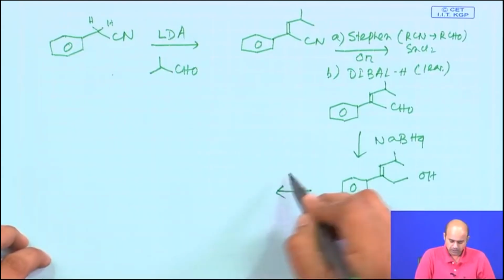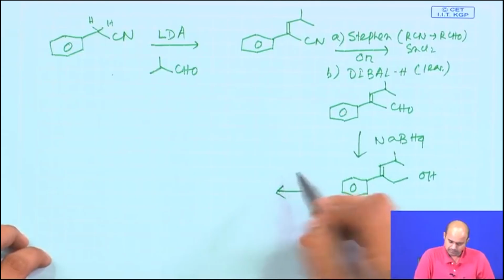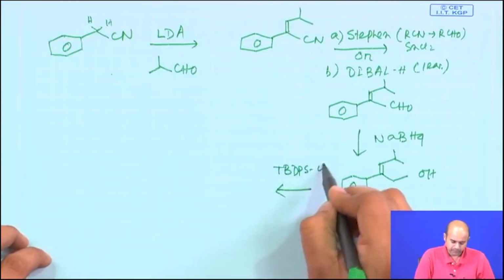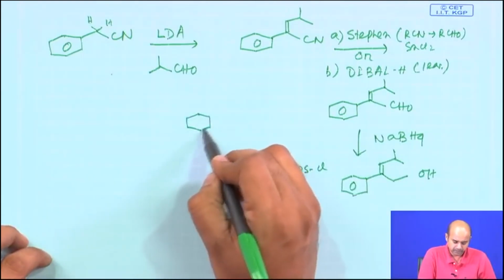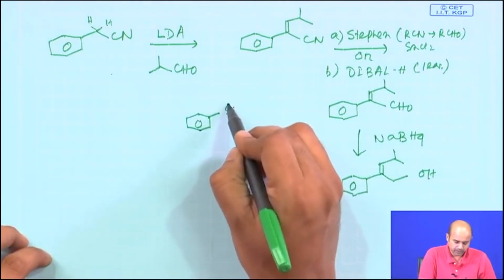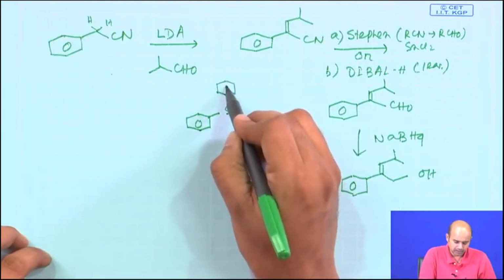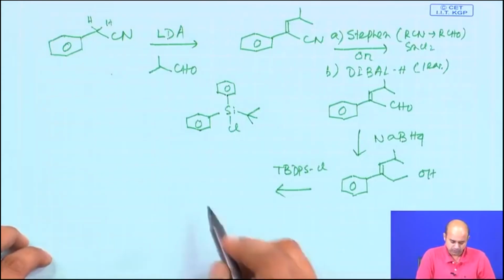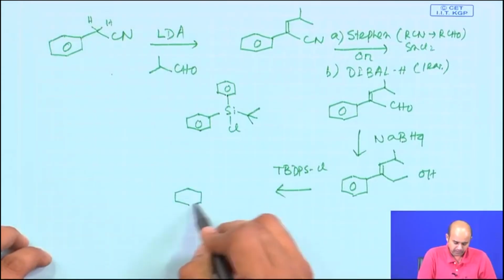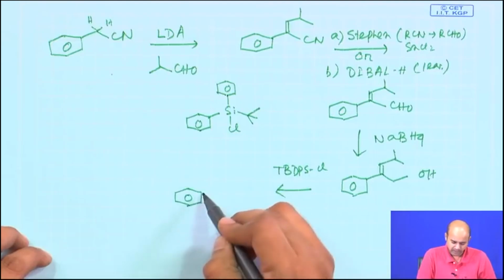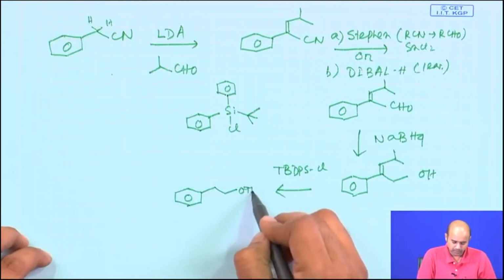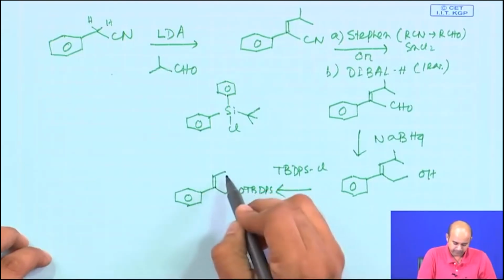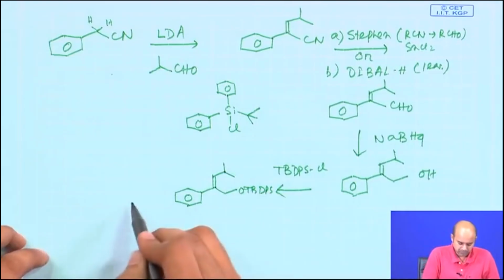Normally you can use any protecting group, but I am giving you a protecting group whose name is TBDPSCl. The structure of TBDPSCl is tertiary butyl diphenyl silyl chloride. So, basically the oxygen will be replaced by this silyl ether, and you will have this OTBDPS. So, this is your compound.